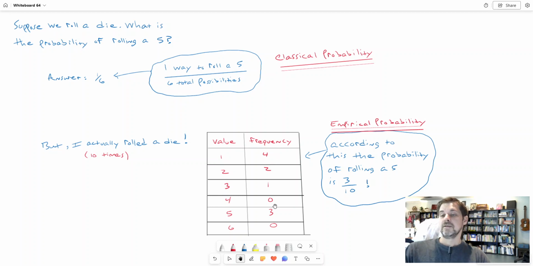So according to this, well, this seems very at odds with my classical probability answer. Here I said it probably would be 1 out of 6. But when I did this actual experiment, actually rolling a die, it looks like 3 out of 10. I rolled a 5 3 times out of 10 total rolls. So those aren't the same number. 1 out of 6 is not the same as 3 out of 10.